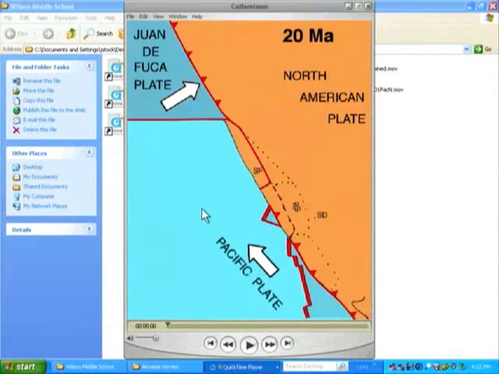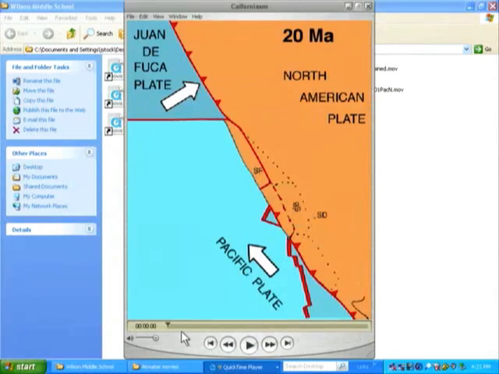But this movie now is showing the details of actually how the blocks moved. Again, just starting at 20 million years ago. And you'll see here's San Francisco, here's Santa Barbara, here's San Diego. So remember we had talked about the fact that Santa Barbara and San Diego are pretty close together 20 million years ago, and that those Eocene gravels, the deposits of the Eocene river systems, were in here.